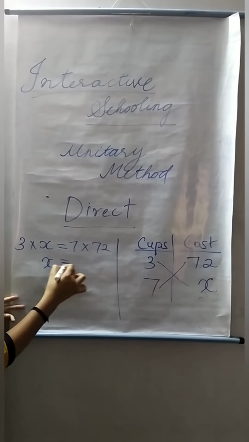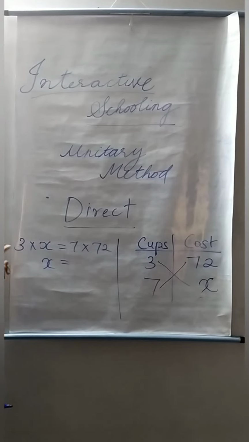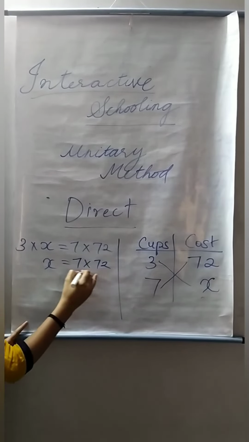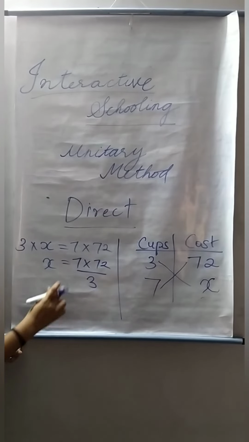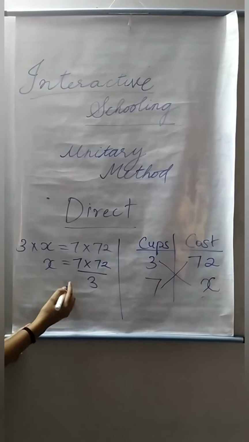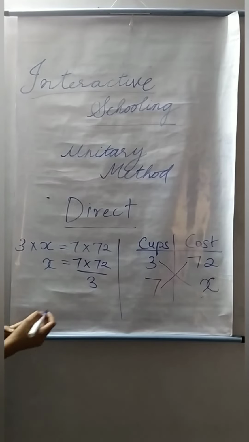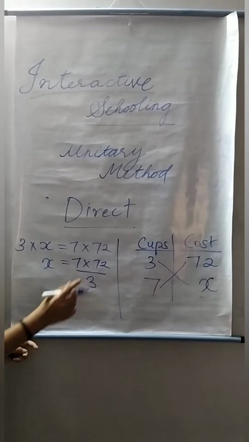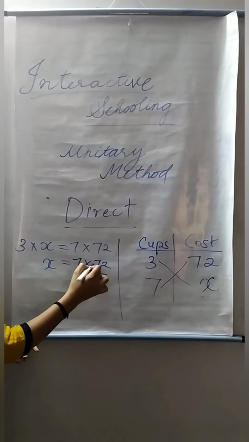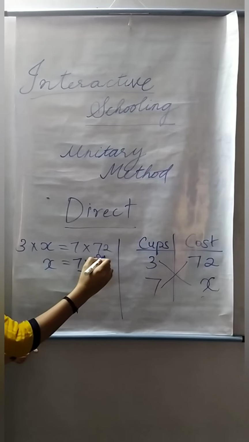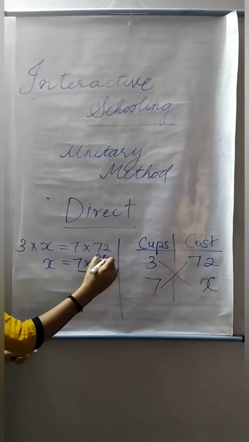So 3 into x is equal to 7 into 72. So x is equal to, when this 3 that is in the multiplication process goes to the other side, it becomes division. So 7 into 72 divided by 3 is equal to x. Here you can cancel both these numbers. 72 is divisible by 3. So let's cut this 3, and what do we have here? 2, remainder 1, and we have a 4 here.